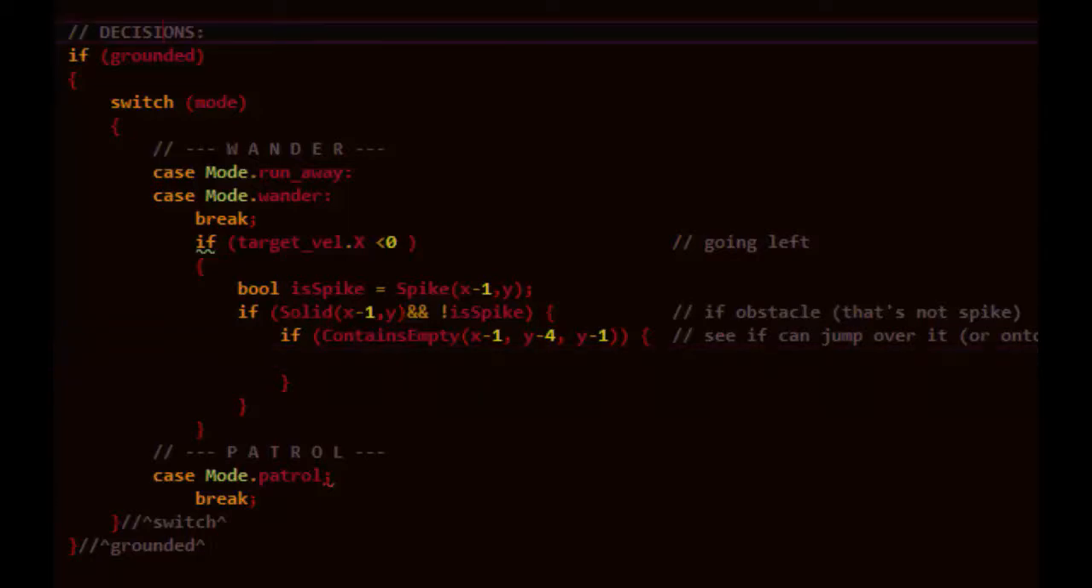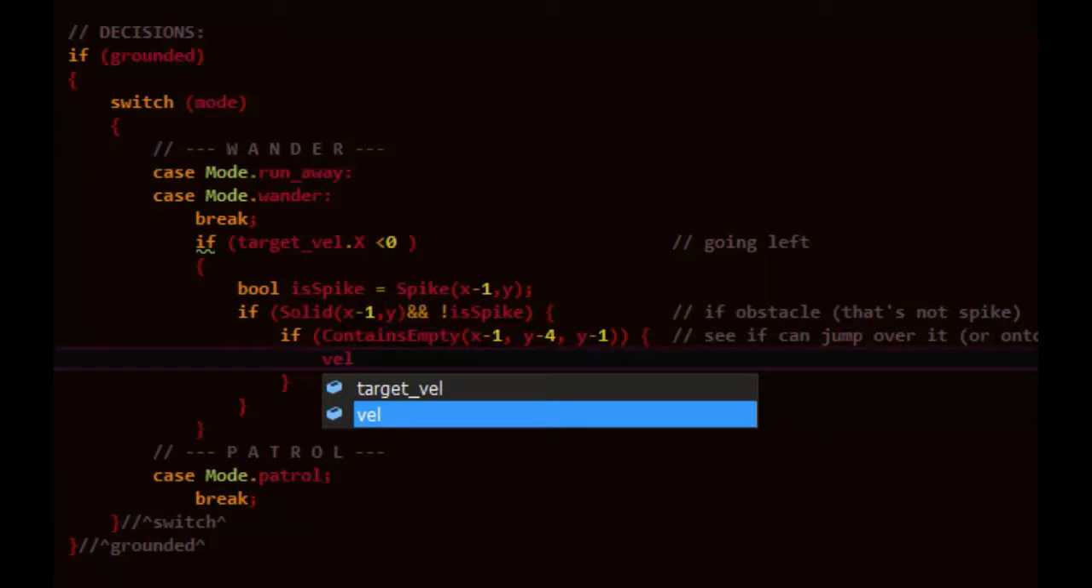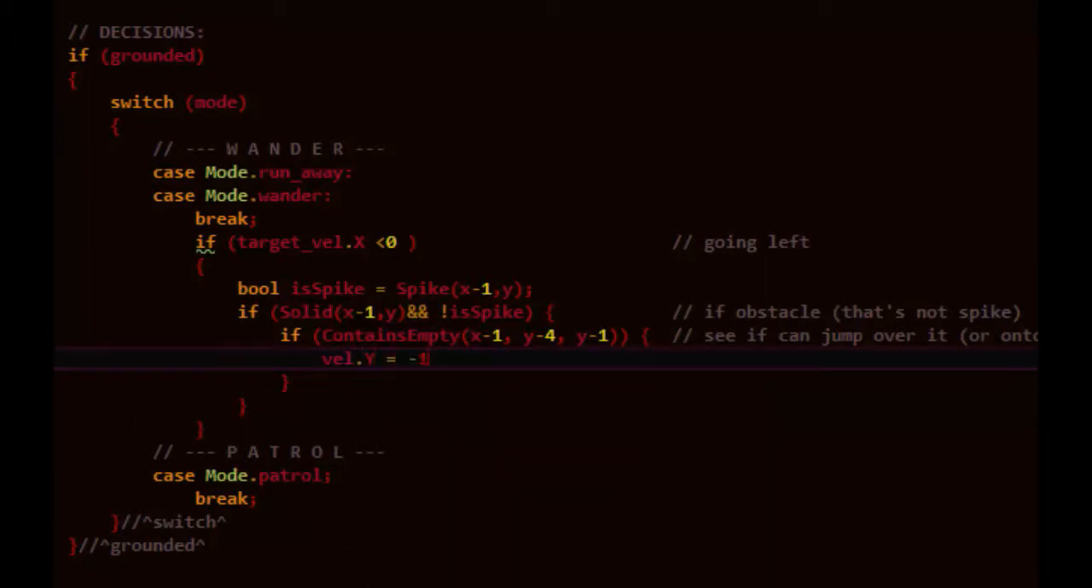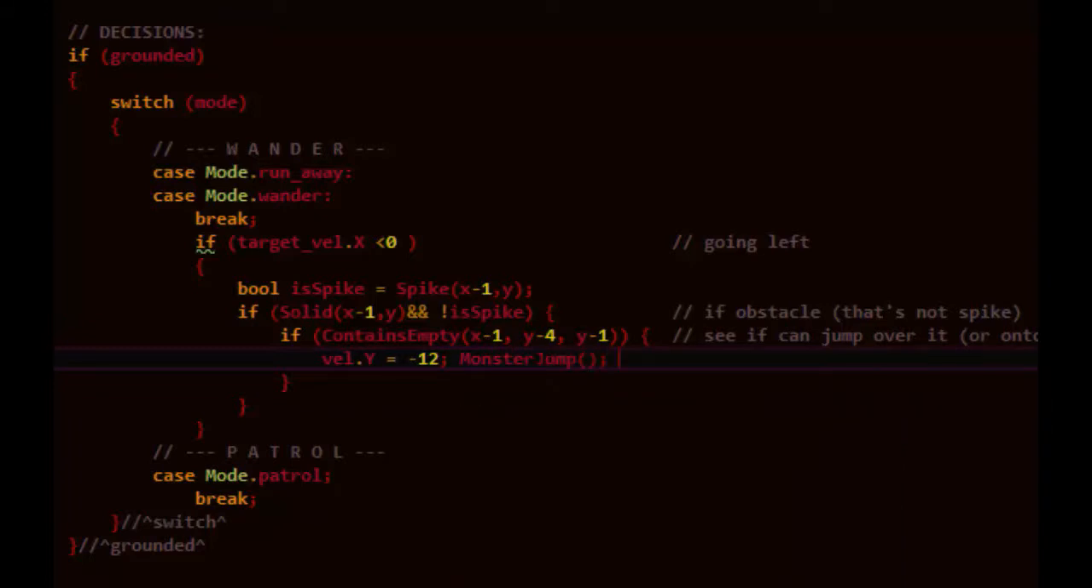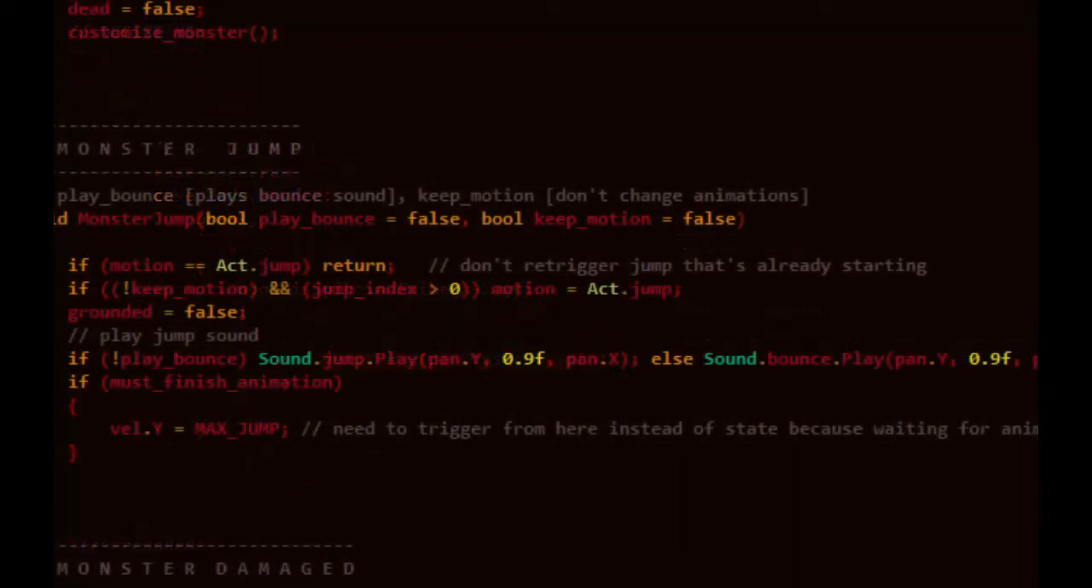Go back down to the decisions area, and now that the monster knows that he can successfully, or probably successfully, make the jump, let's give him a -12 velocity to activate the jump, and we'll use monster jump so he's actually doing a jumping motion if it's available. And you can see here in monster jump, it'll set this motion to jump.